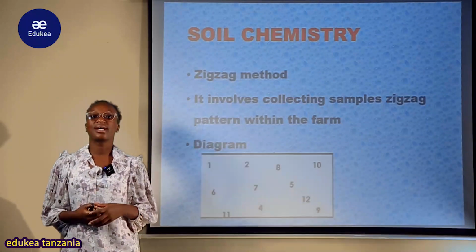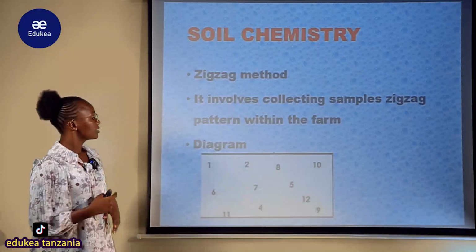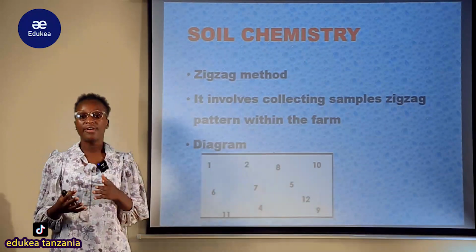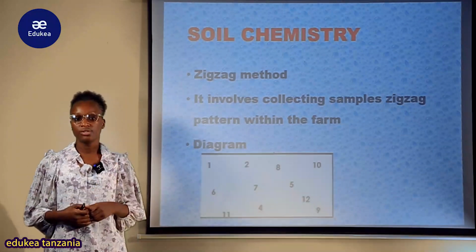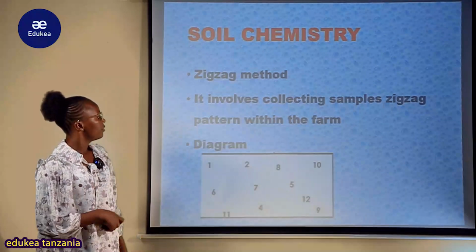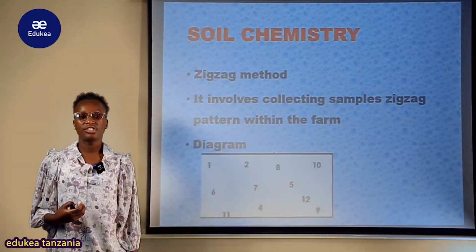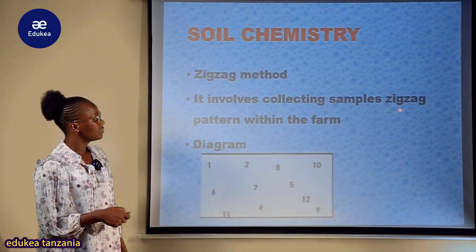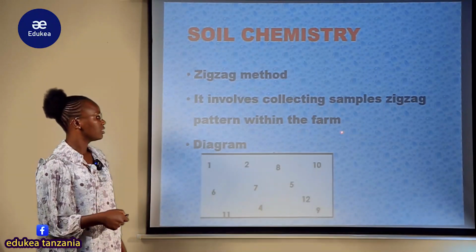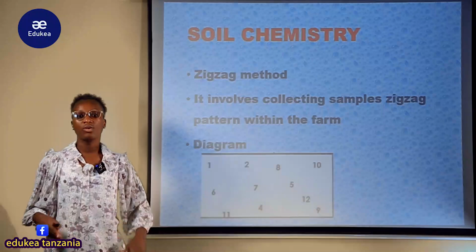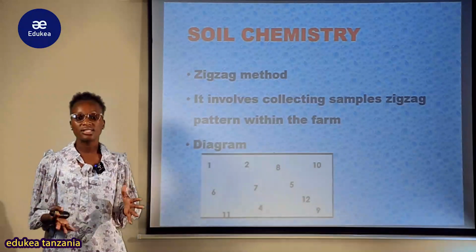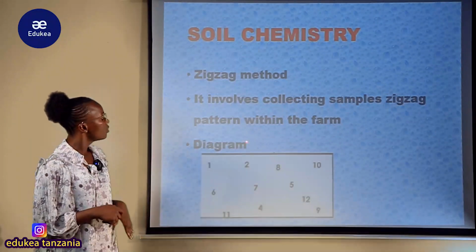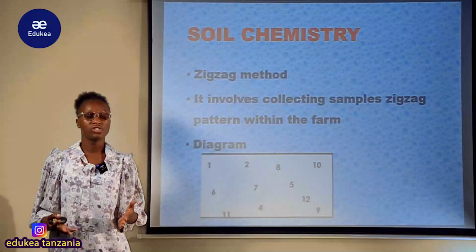Another is the zigzag method. When you talk about the zigzag method, this is different from the transverse method. In the zigzag method, the soil pH is tested by collecting samples in a zigzag pattern within the farm. Kwamba kwenye shamba lako pale or in your area there, you are collecting those samples of your soil in a zigzag.